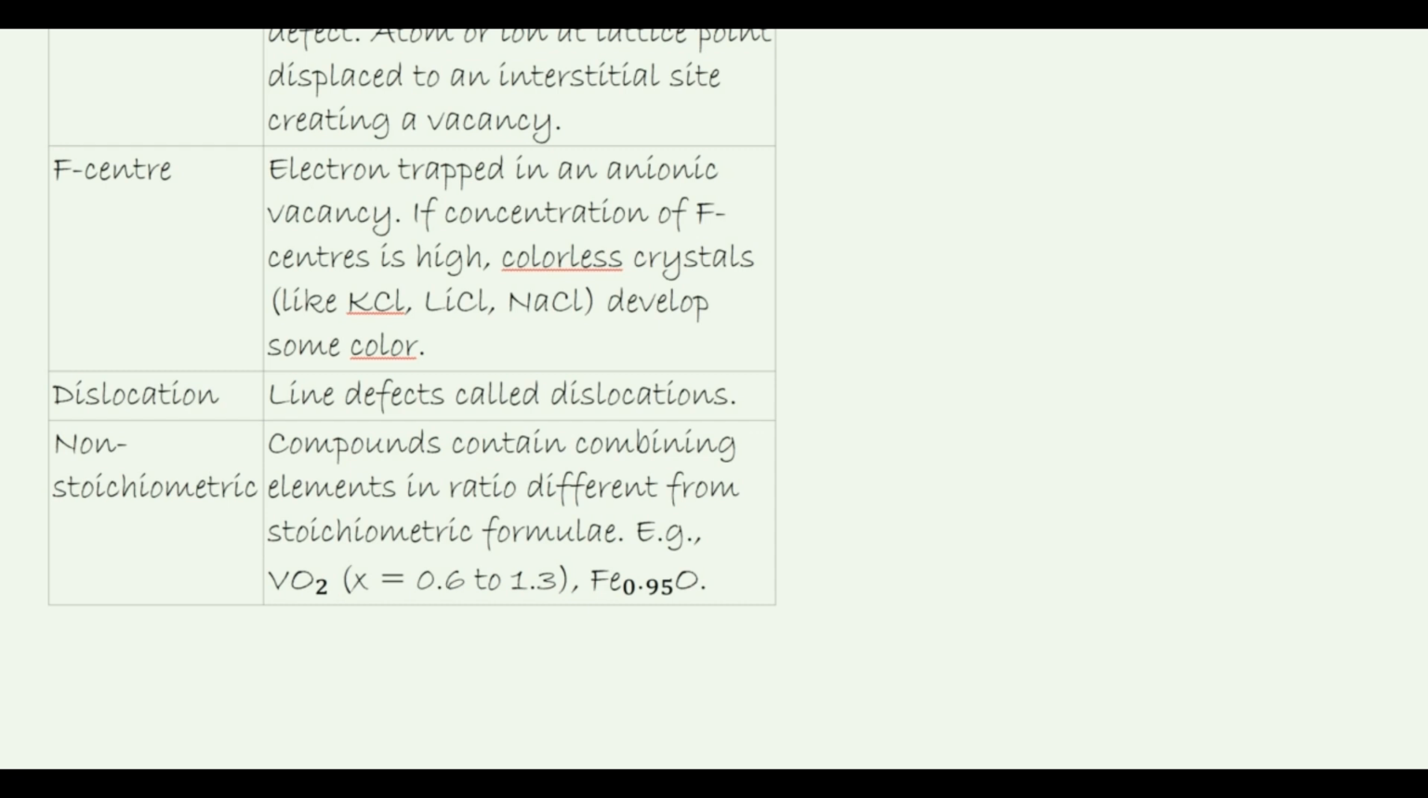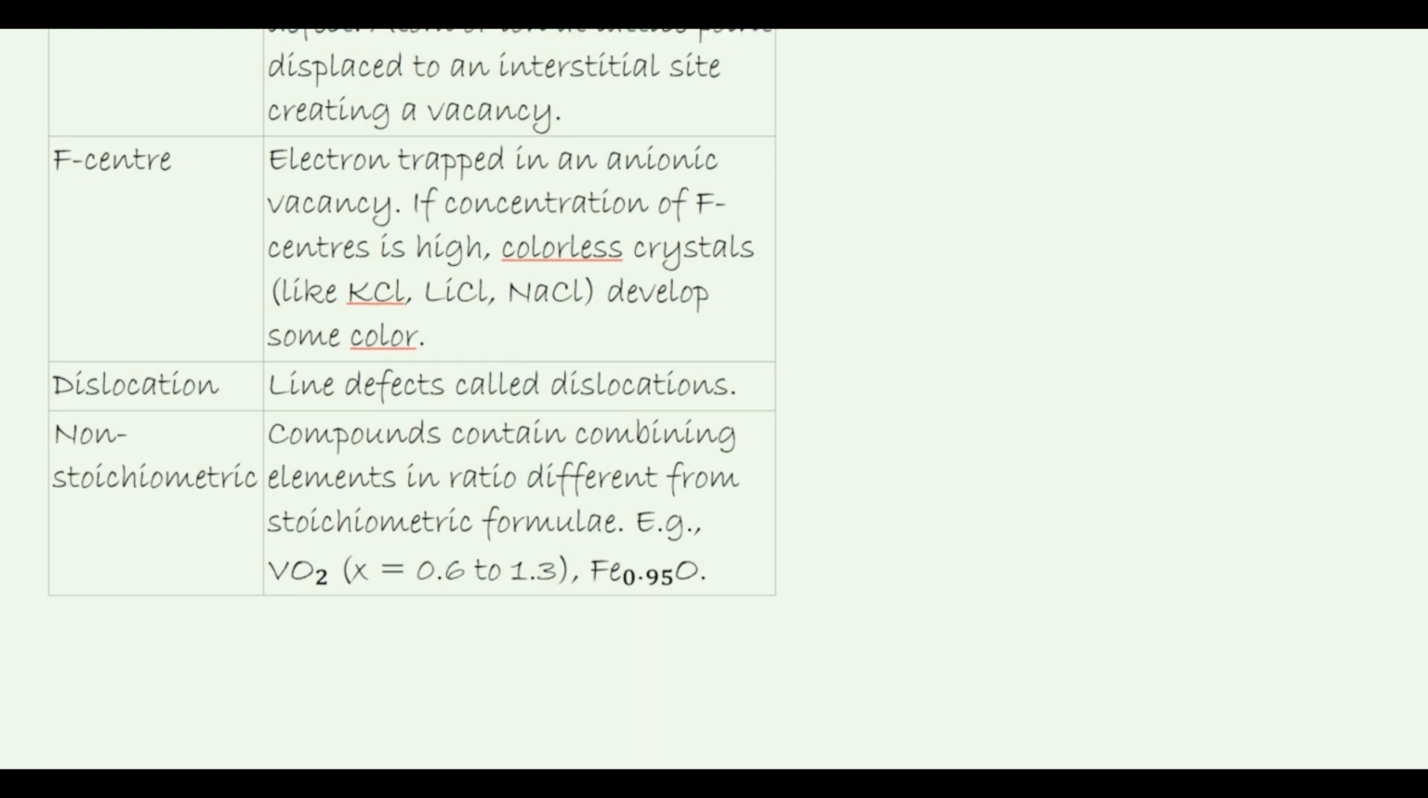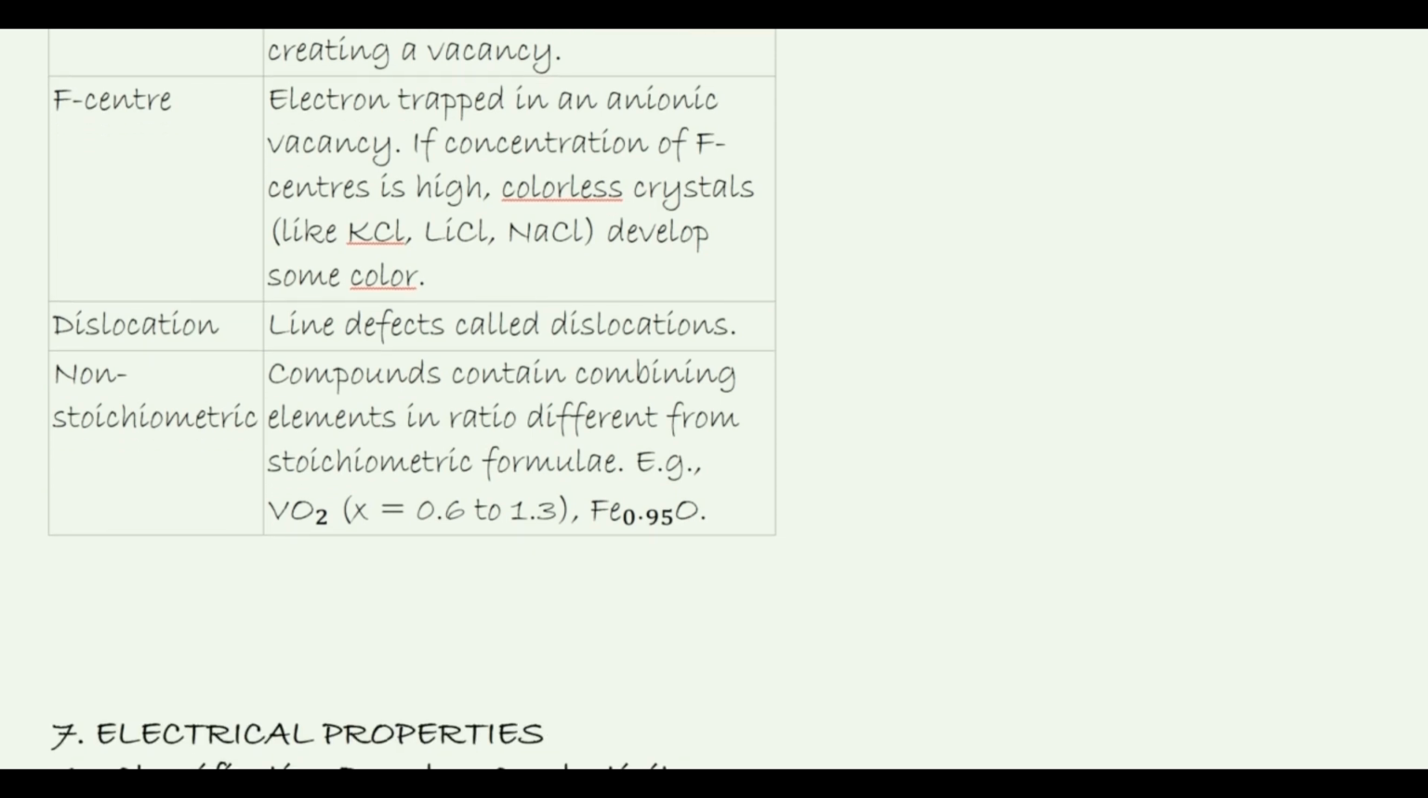Dislocation is called a line defect, where the line is showing a defect, that is dislocation. And non-stoichiometric defects become this kind of example. Fe, instead of a whole number, is having decimal points.